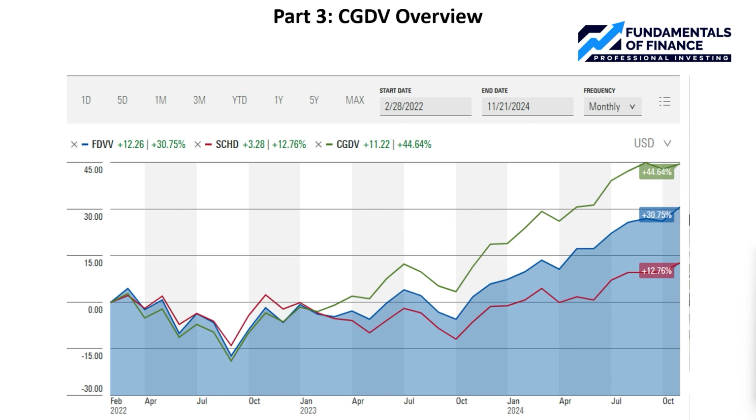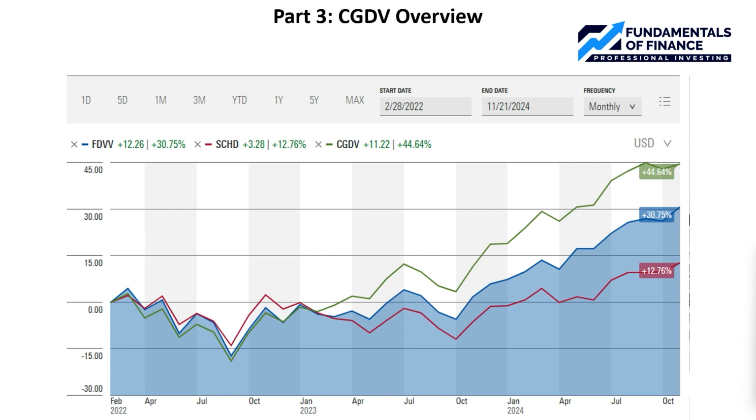If there's one of these ETFs you haven't heard of, I'm willing to bet it was CGDV, the Capital Group Dividend Value ETF. Since its launch in 2022, it's beaten the hands off of FDVV in blue and SCHD in red. This is only a short time frame, just under 3 years, but numbers like that should certainly at least warrant consideration if you're in the market for a US dividend ETF.